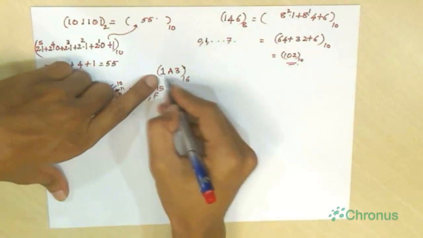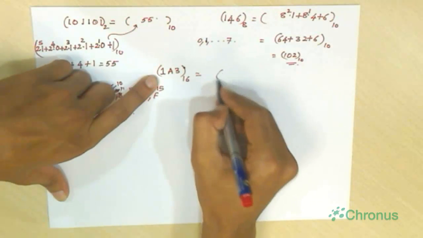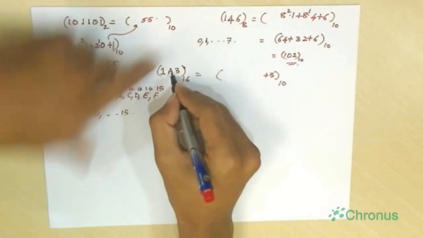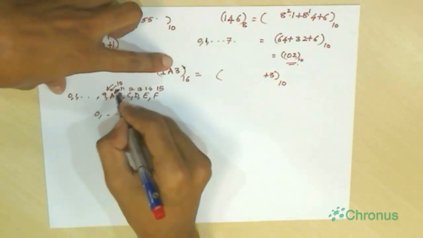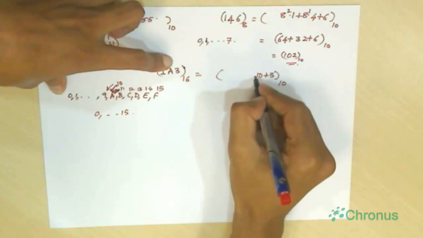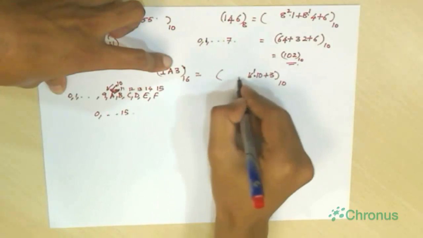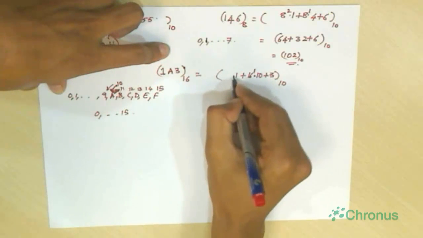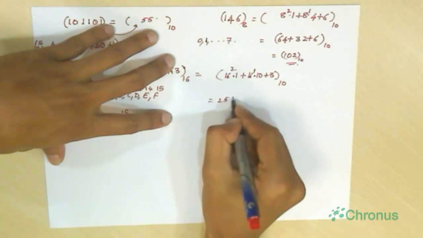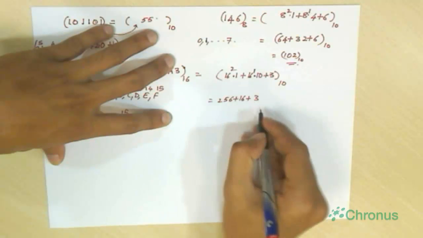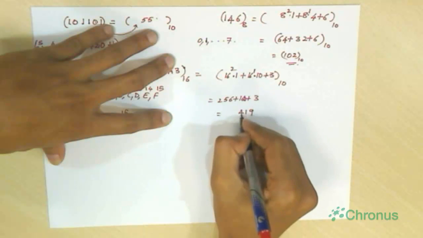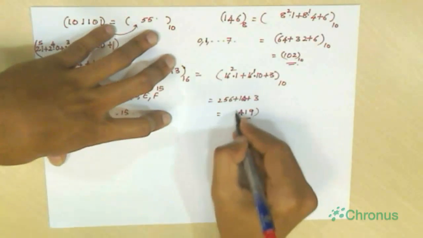So let's convert 1A3 base 16 to a number of base 10. We start with the last number 3, plus the last but one number A. A is nothing but 10 base 10. So 10 into 16 power 1, plus 1 into 16 squared. So this is nothing but 256 plus 160 plus 3, which is 419 base 10.